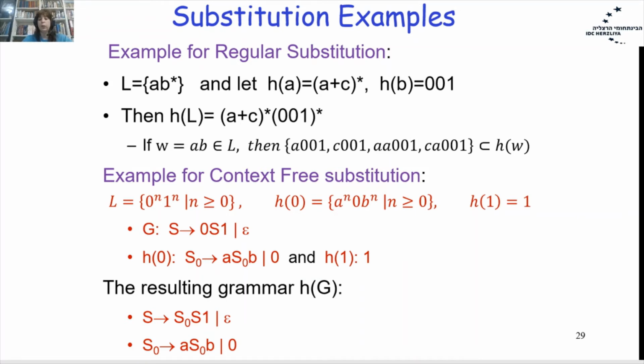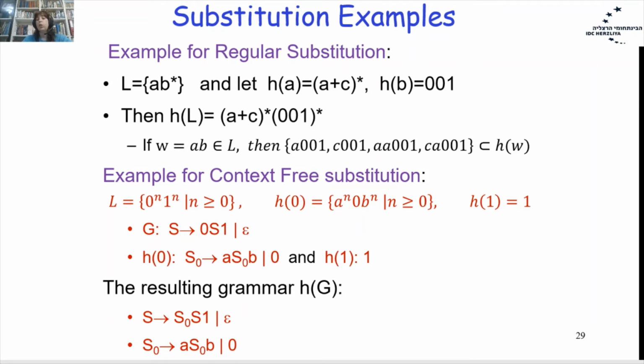Example for regular substitution. We are given a regular language L, AB star. We define h of A to be equal to A plus C star, and we define the substitution for B, h of B, to be 001. If we want to define h of L, h of L will be A plus C star concatenated with 001 star.